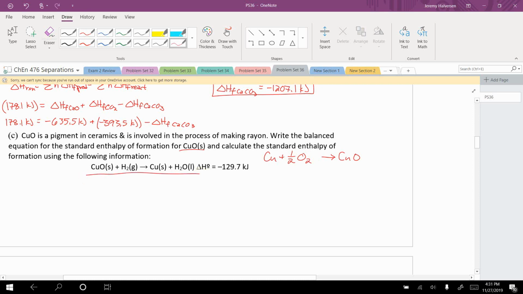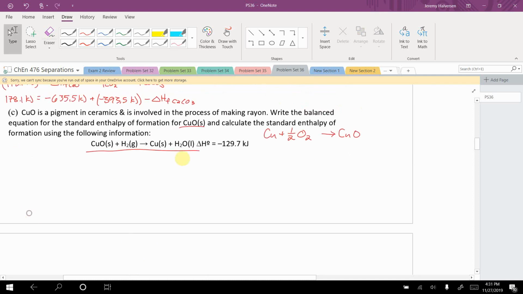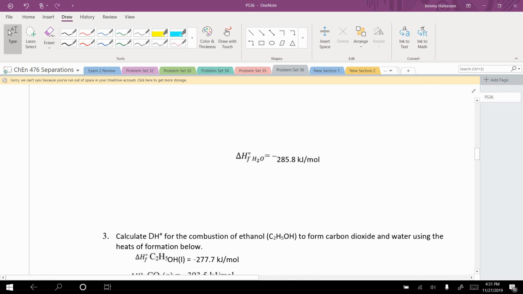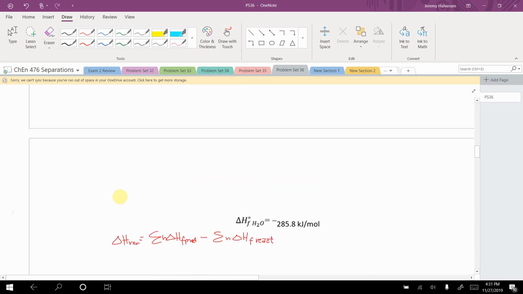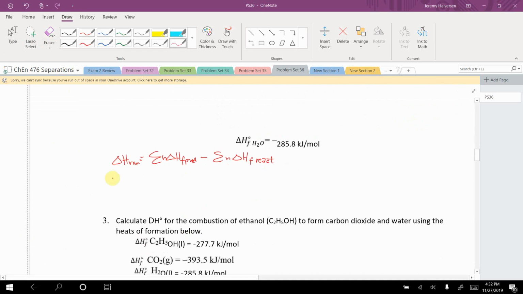So here they give me a reaction, they give me the delta H of that reaction, they give me the delta H of formation of something in there, which means I'm probably going to be using enthalpy of formation values. So I know that the delta H of a reaction equals the sum of the delta H of formation of products minus the sum of the delta H of formation of reactants. They give me the reaction, negative 129.7. Let me write this out even more.